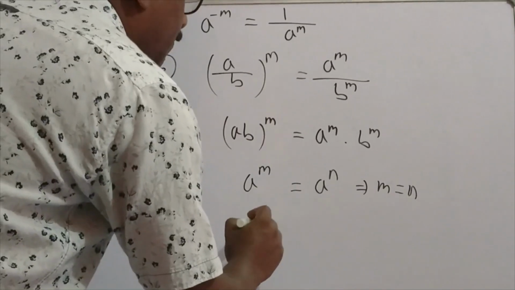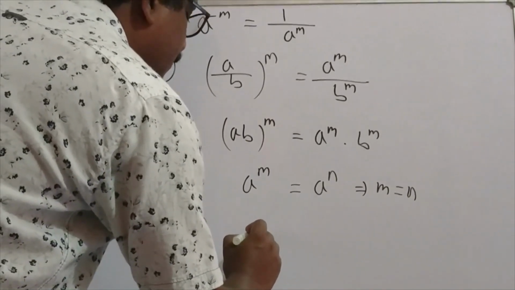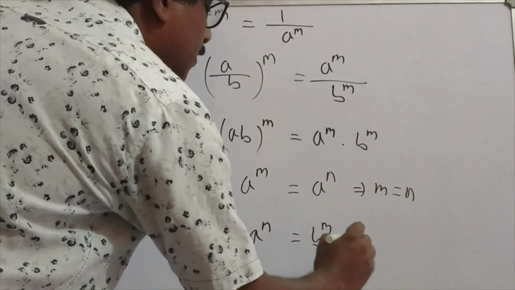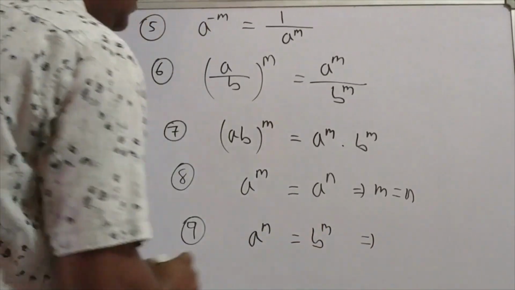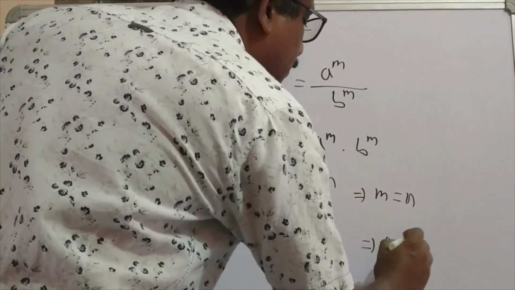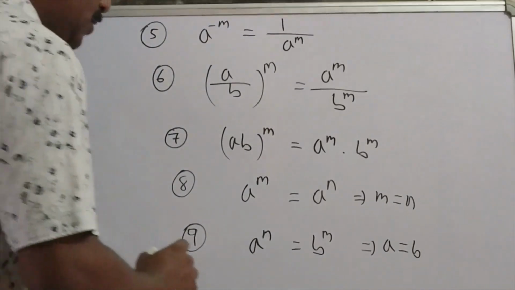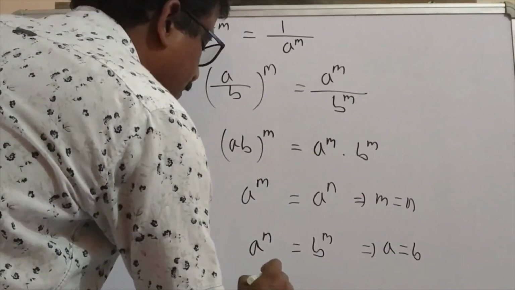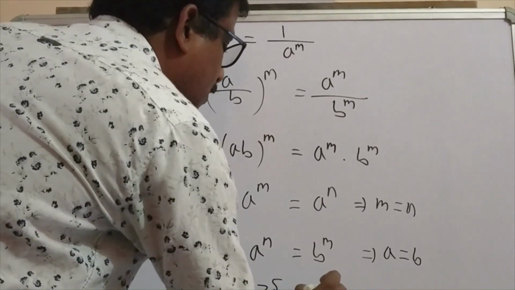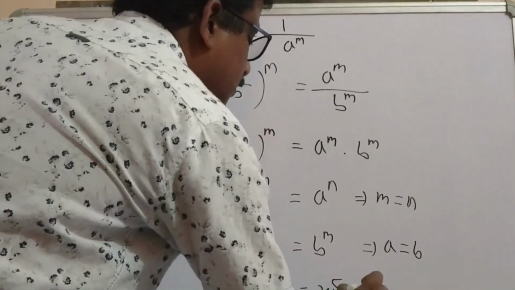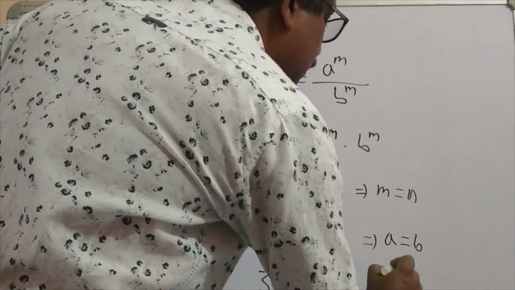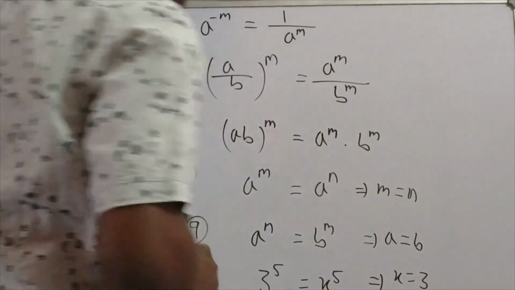Here the power is the same, but the base is different. a to the power m is equal to b to the power m. Here the power is same, but the base is different. So if the power is same, then the base is equal: a is equal to b. For example, 3 to the power 5 is equal to x to the power 5. In both cases the power is same, so the base is equal, so x is equal to 3.